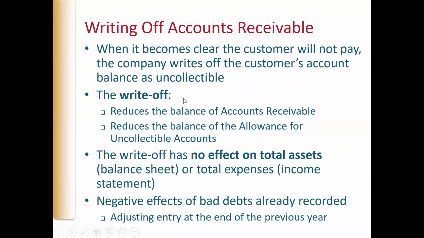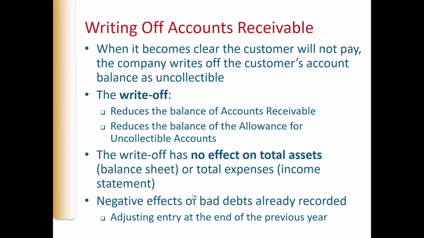So what we were doing previously is looking at the current year and deciding, hey, we need to estimate this. But now we're going to talk about how we actually write off an account when it's bad, when we know we're not going to collect it. So when it becomes clear the customer's not going to pay, the company writes off the customer's account balance as uncollectible. We reduce the balance of accounts receivable by that particular customer's account, and we're also going to reduce the balance of the allowance for uncollectible accounts.